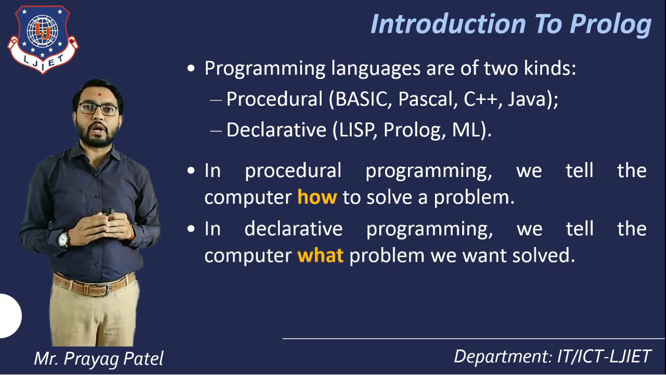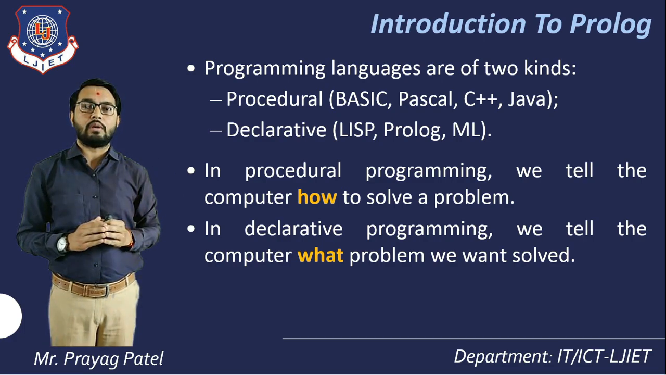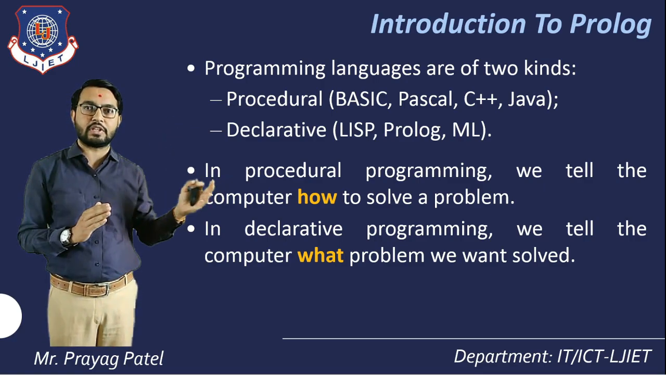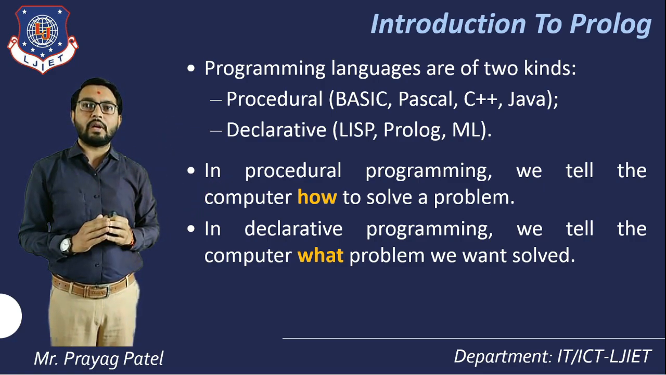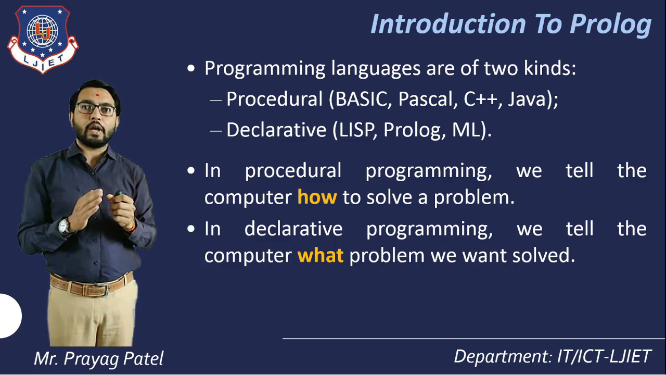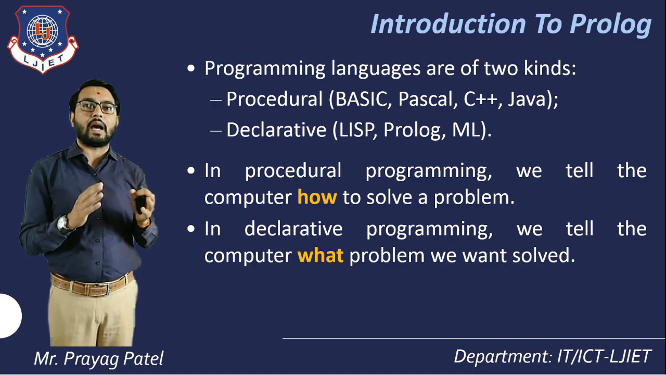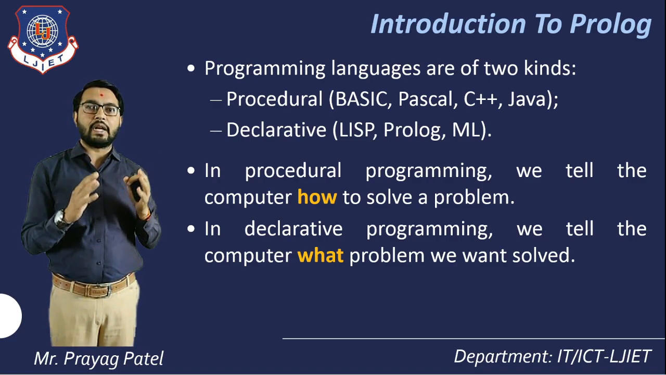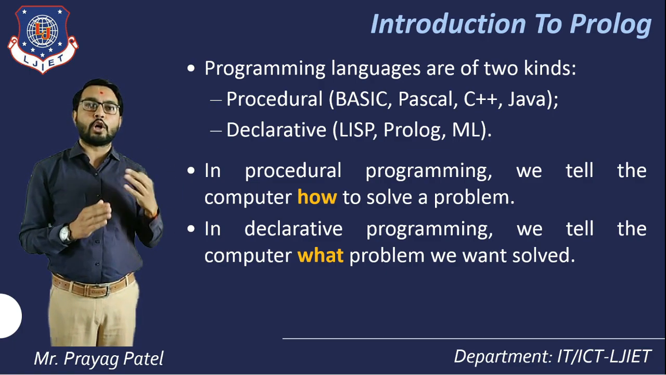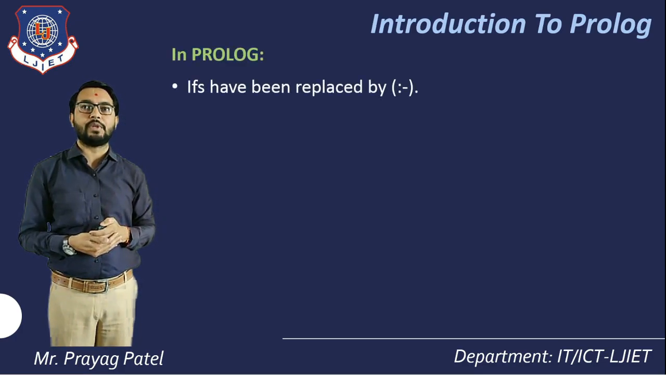Now in a declarative programming language, we tell the computer what problem we want to solve. So the only difference is how the problem can be solved in a procedural language and what problem can be solved in a declarative programming language. Prolog is basically a declarative programming language. We only give the data, what the problem is, and according to the given problem Prolog automatically finds the solution. So this is a basic introduction of Prolog.